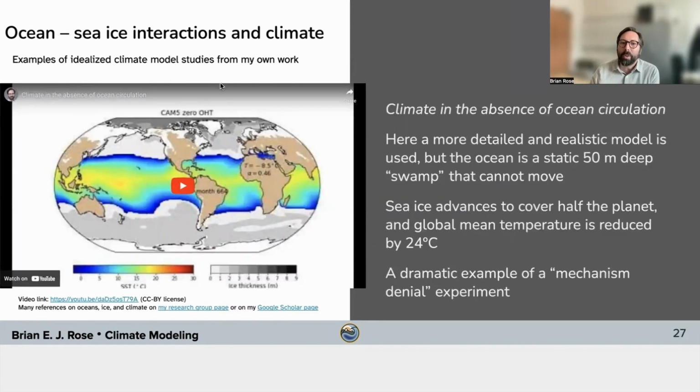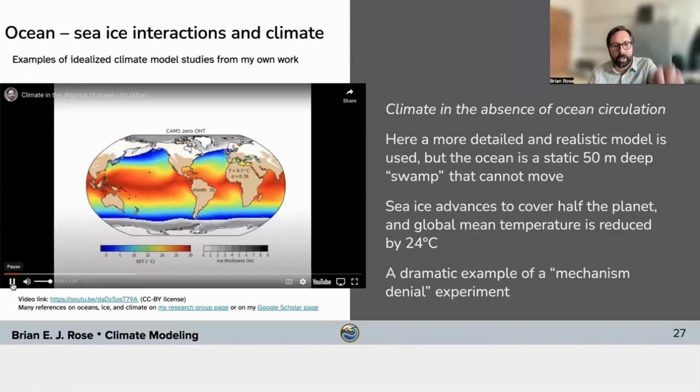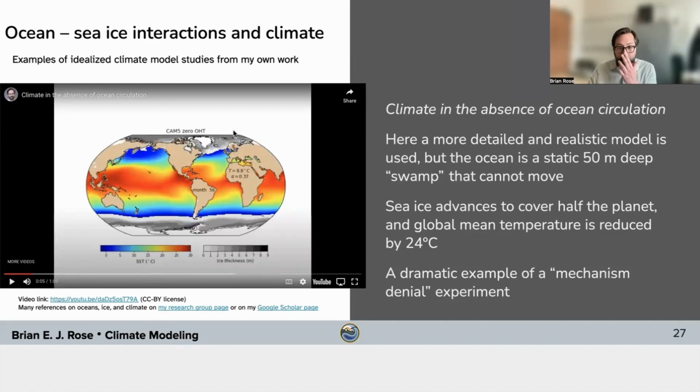One more example on a similar theme, showing a different kind of idealization. So here I'm going to show another video of another kind of simulation with a much more realistic model. What you're seeing is the sloshing around of the seasonal cycle, where the colors represent the sea surface temperature and the white represents snow and ice. This was asking the question, so we know that the ocean circulation plays an important role in determining the shape and size of the sea ice cover, and the sea ice cover in turn plays a hugely important role in determining global climate through its albedo and other properties. And so this is asking the question, what if there were no ocean circulation? So this is an extreme mechanism denial experiment.